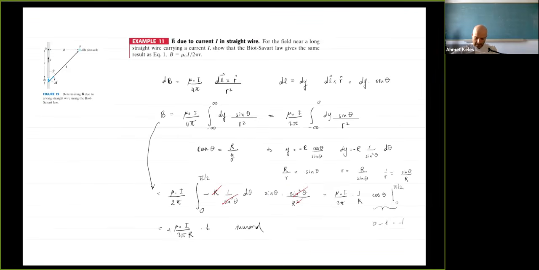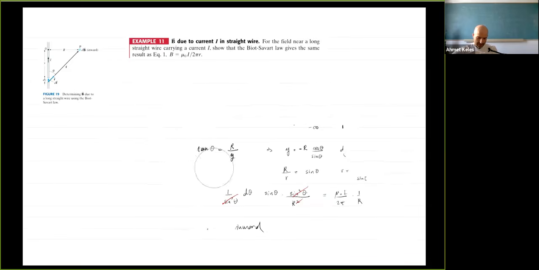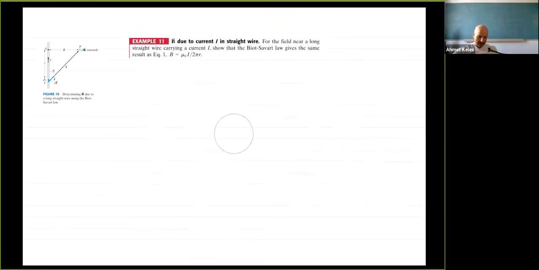Okay, let me clean this up. The simplest thing we can do is a straight wire. Let's use a straight wire to see how this formula works. B due to current I in a straight wire. For the field near a long straight wire carrying current I, show that the Biot-Savart law gives the same result, that is, B is equal to mu 0 I over 2 pi R.